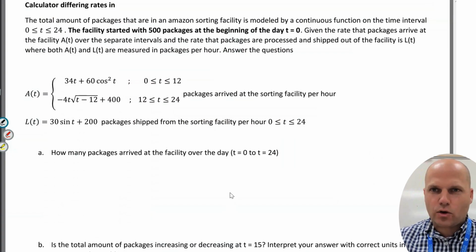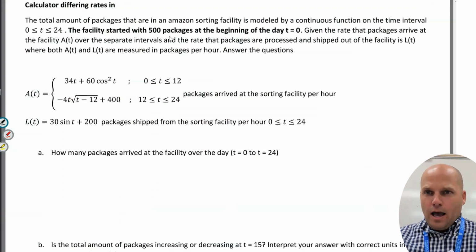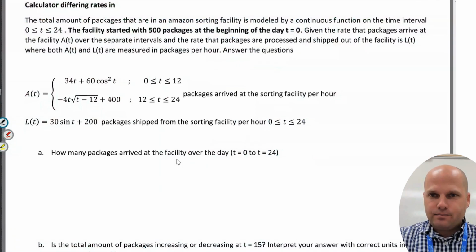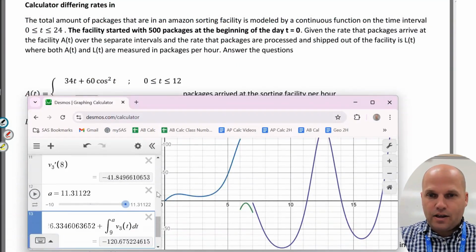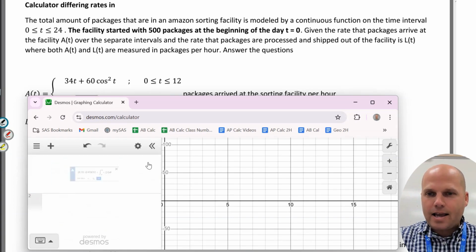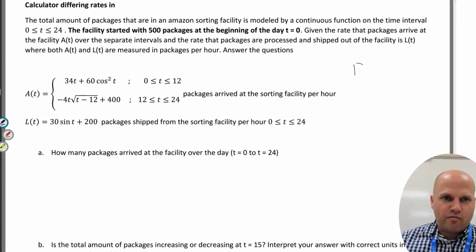So, packages in a sorting facility. The facility starts with 500 packages in the day. A is the rate that packages arrive, and it looks like the rate at which they arrive changes. Packages arrive at the sorting facility per hour. Then we have packages being processed, L. A is a rate of change. L is a rate of change. We have P in this situation.